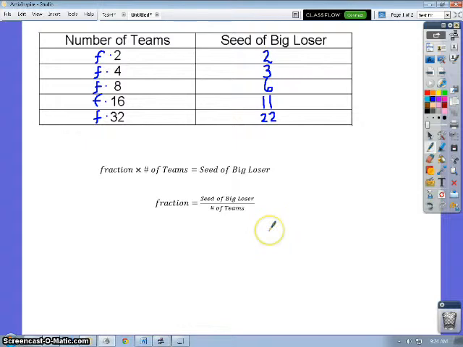To get an idea of what the fraction might be, we can take our data in the C to the big loser column, and then divide that by the number of teams that we have in the tournament, and that'll give us some ideas. For example, we don't even need to check the first one because we know that the fraction in that situation would be 1. But let's say that we look at the next pair of data values. We know that when the C to the big loser is 3, that happens when the number of teams is 4, and so that's giving us the fraction of 0.75, right? What about the next set of data values?